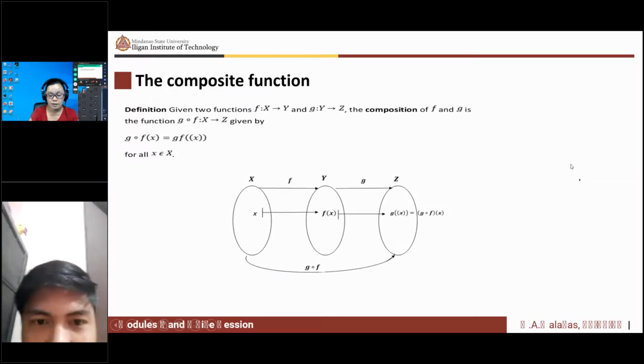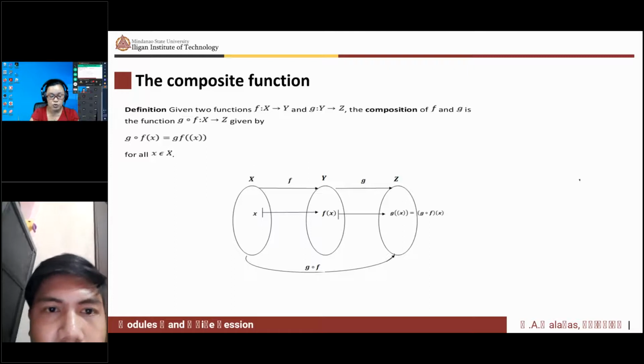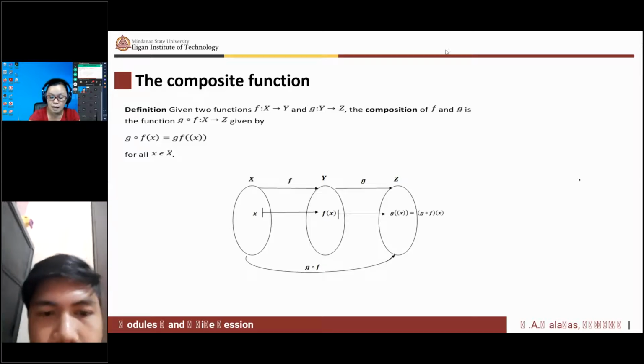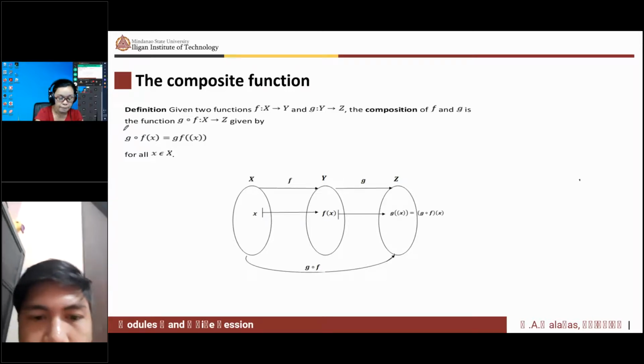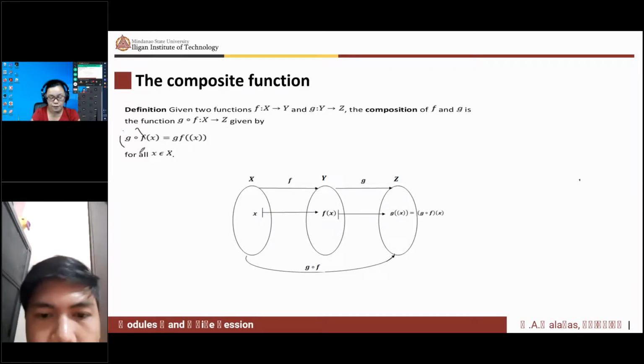Now we look at the composite function. Given two functions f from the set X to Y and g from Y to the set Z, take note, you have three sets involved, X, Y, and Z. The composition of f and g is the function g circle f from X to Z given by (g circle f)(x) equals g of f of x.